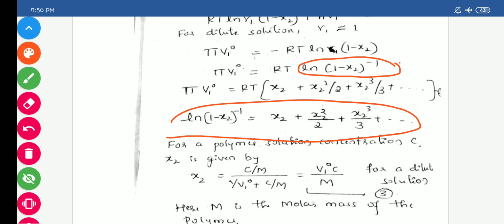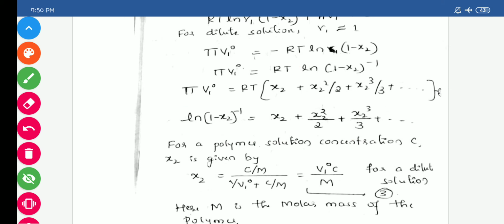What is this expansion? ln(1 - x2) is a simple mathematics, you already know that one, these logarithms and all. So it is -(x2 + x2 square divided by 2 + x2 cube divided by 3 plus and so on). So I replaced this one here: pi v1 naught is equal to RT (x2 + x2 square divided by 2 + x2 cube divided by 3 and so on). Call this as equation 2.